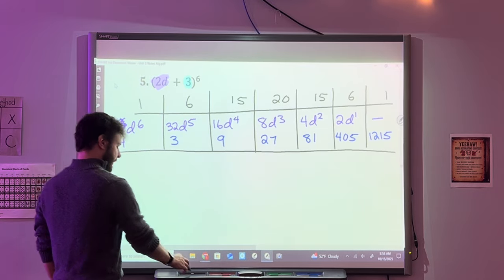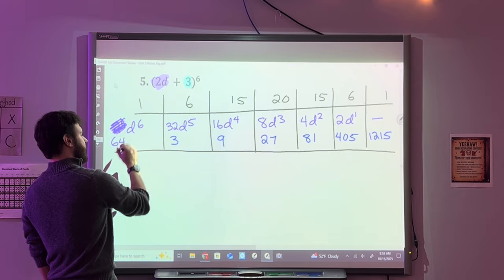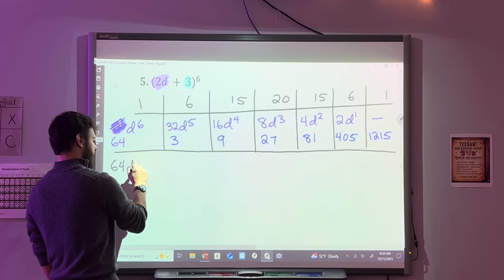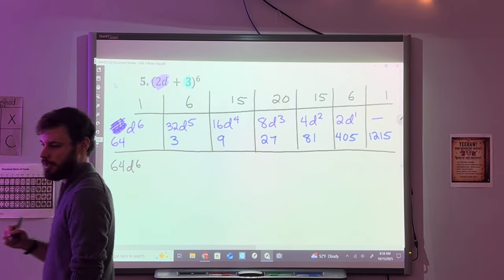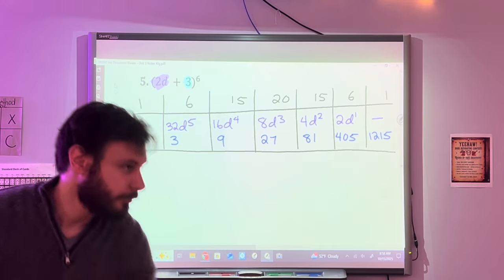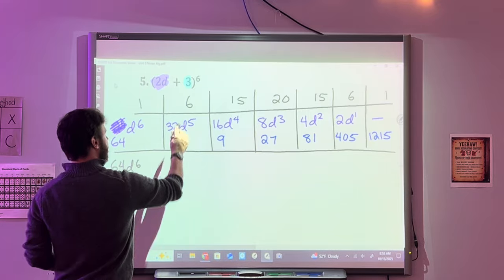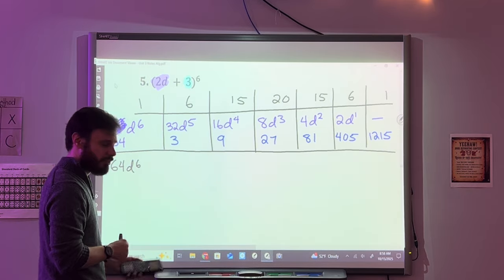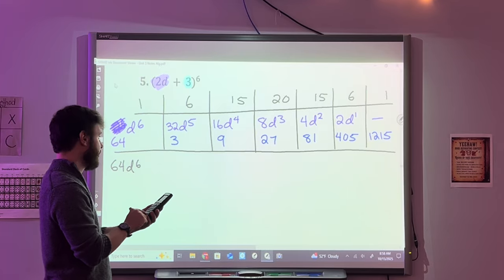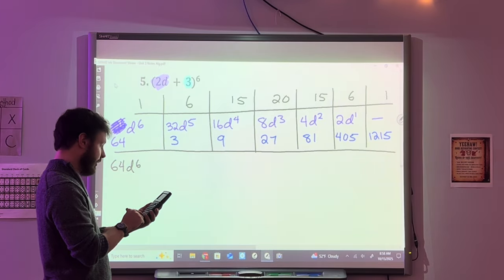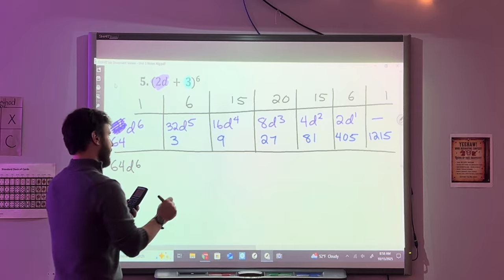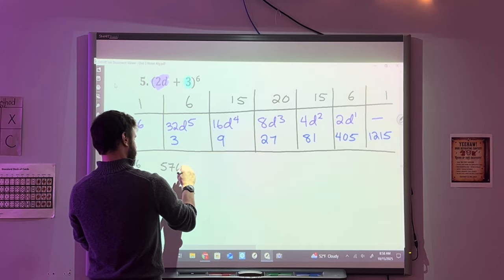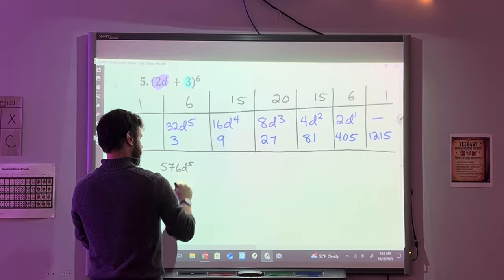All right, final term time. Real times real. 1 times 64 gives me 64. And there's going to be 6 d's here. I'm going to have 3 times 6 times 32. All those numbers go together. So I'm going to do 6 times 32 times 3. And my number here is 576, with 5 d's.